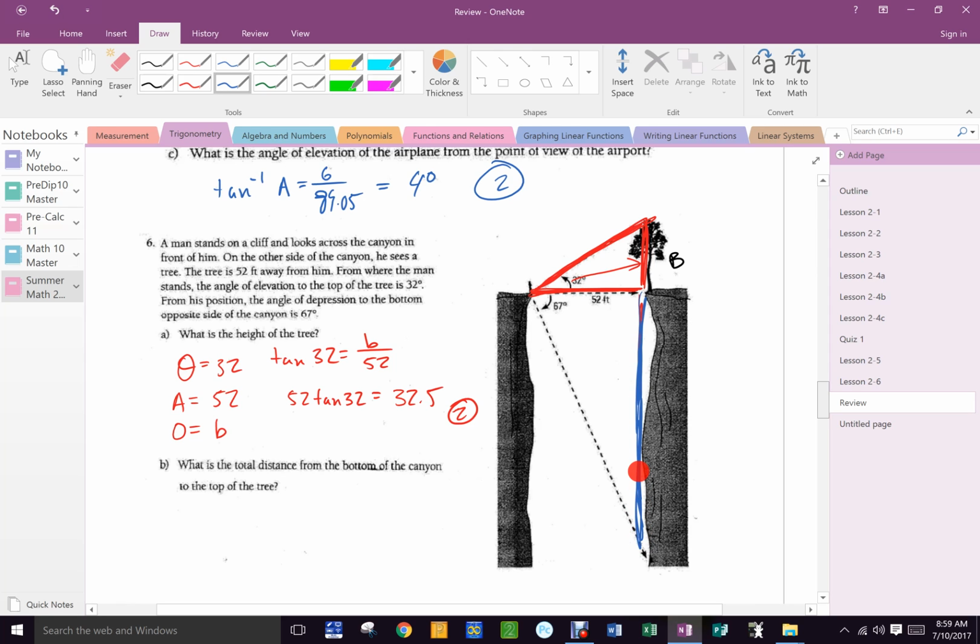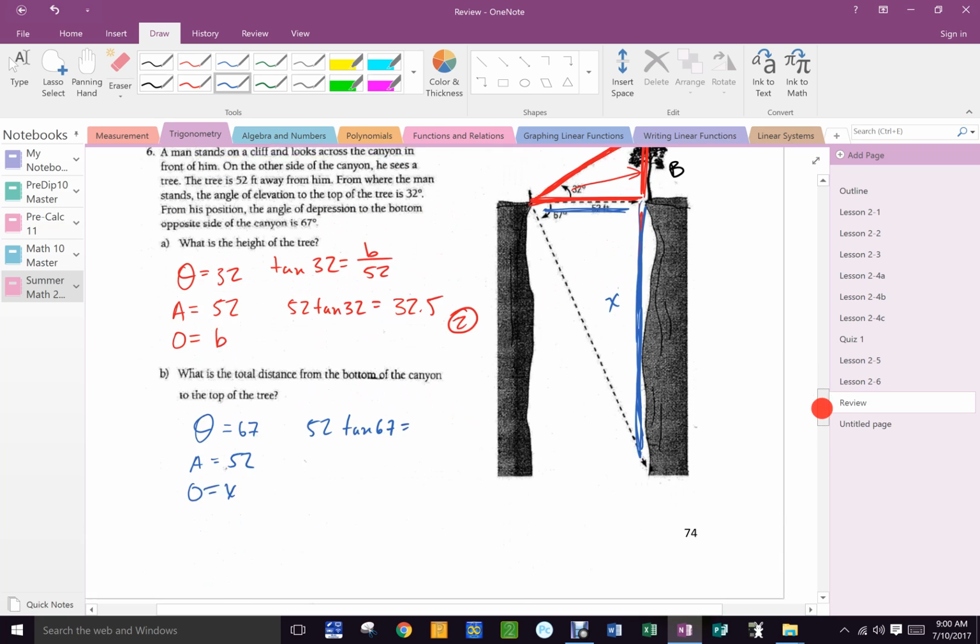So there's the blue line. Now what's my theta? 67. My adjacent is 52. My opposite, I'm going to call it x, because little a is a bad letter because of opposite and adjacent. So I'm going to need 52 tan 67. That's going to give me an answer.